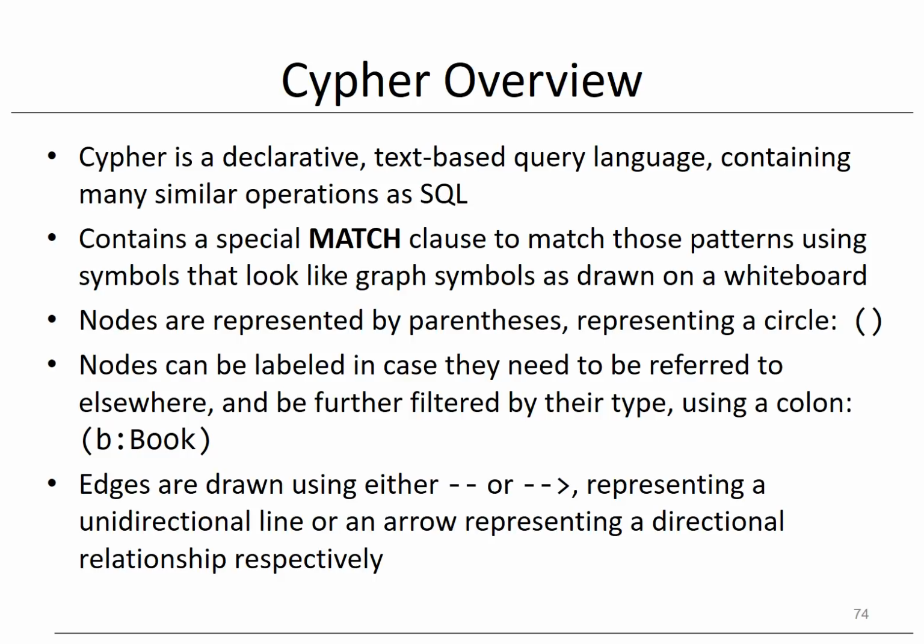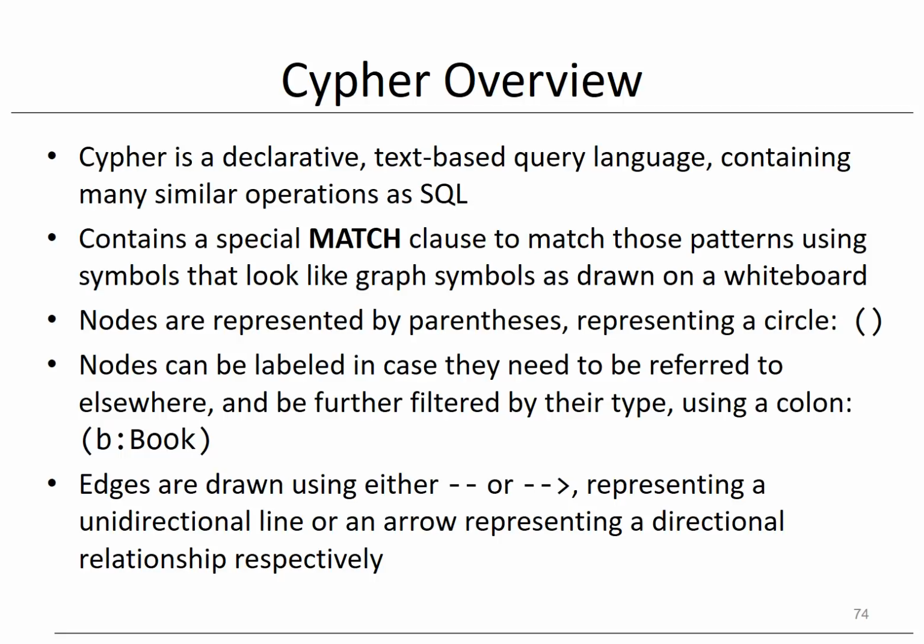Like SQL, Cypher is a declarative text-based query language, containing many similar operations as SQL. However, because it is geared towards expressing patterns found in graph structures, it contains a special match clause to match those patterns using symbols that look like graph symbols as drawn on a whiteboard. Nodes are represented by parentheses, representing a circle. Nodes can be labeled if they need to be referred to elsewhere, and be further filtered by their type using a colon as you can see.